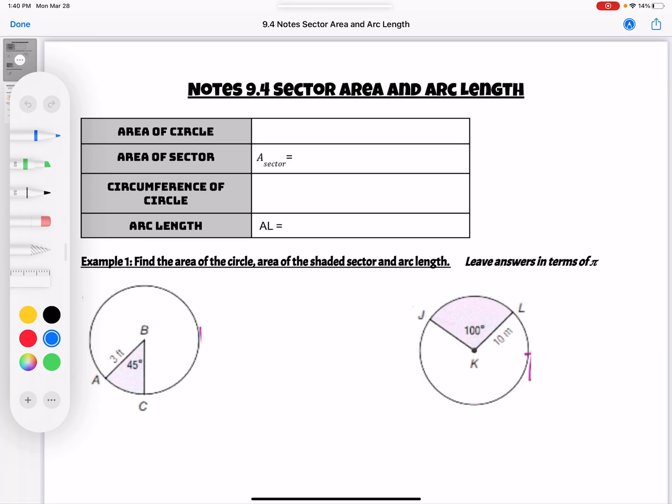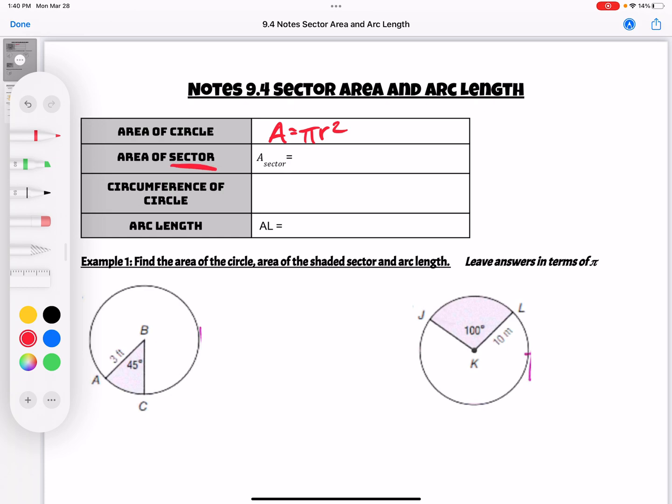All right, welcome to another fantastic day of Geometry Notes. We're going to talk about the areas of sectors and arcs in a circle. All right, recall first, the formula for area of a circle is pi r squared.